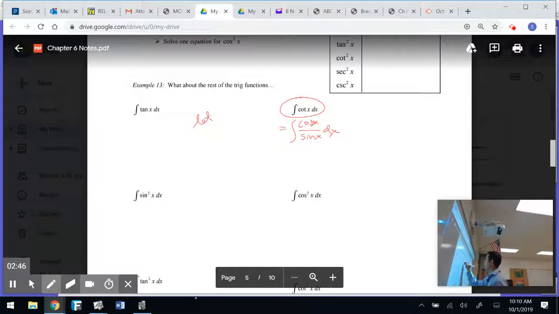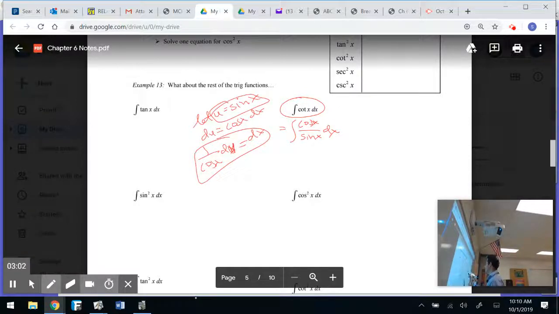And hopefully we all did the same thing. I'm going to let u equal sine x. Why? Because it's in the denominator. And when it's in the denominator, I find out that, hey, we can cancel some things out. We can get rid of all of the x's. Whoops, that should be a du. And then we get equals the integral cosine of x.